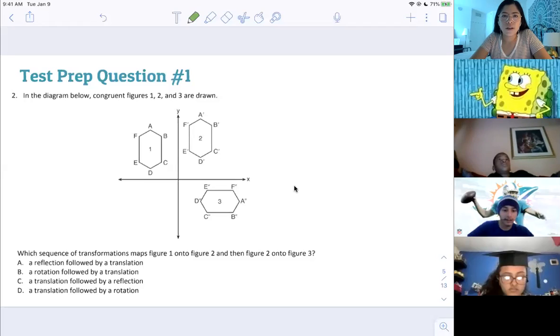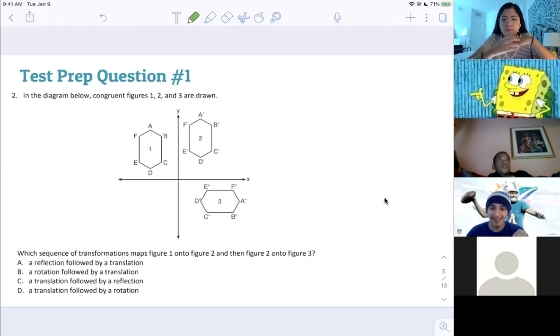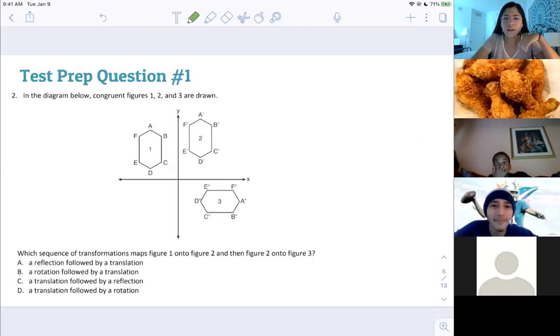So, starting with number 1, can I have a volunteer read for us? Me. Go ahead. In the diagram below, congruent figures 1, 2, and 3 are drawn. Which sequence of transformations map figure 1 onto figure 2, and then figure 2 onto figure 3? All right. Read through it.